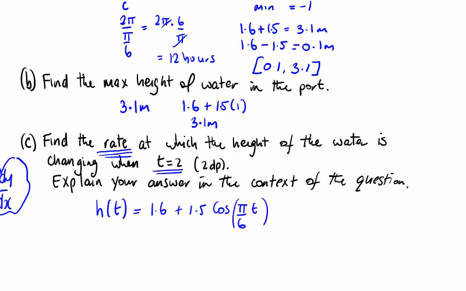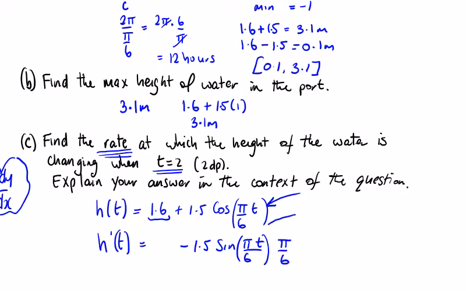So h prime t: cos goes to minus sine, and if we differentiate a number it just goes to 0, so we're just going to get minus 1.5 sine pi t over 6, and then we have to multiply by the differentiated angle. So if we differentiated 5t we'd get 5, 6t we get 6, pi over 6 times t we get pi over 6. Now pi stays as an angle inside there, but when it comes outside of here it turns into a decimal, 3.14 or 3.142.